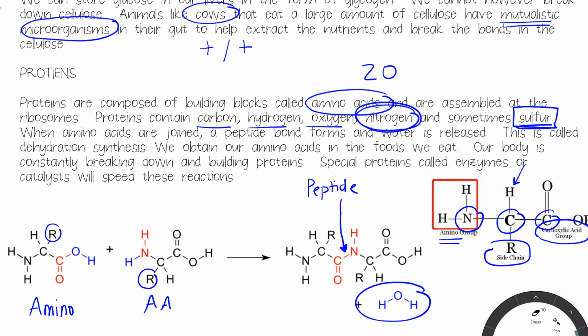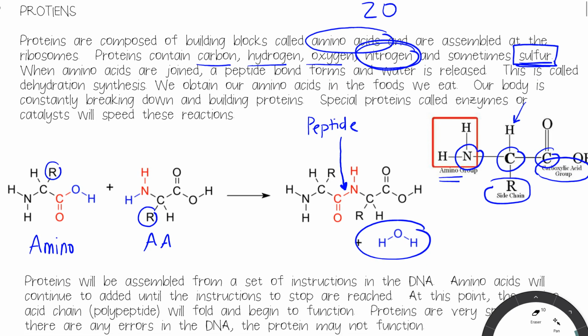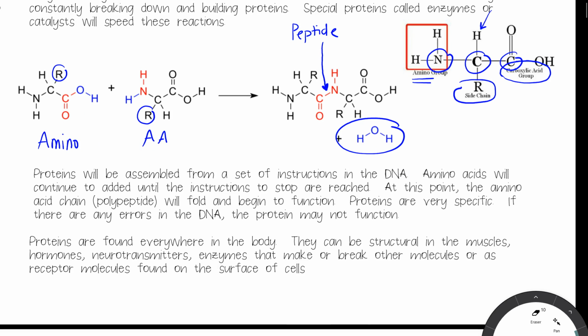as protein synthesis. Now, these polypeptide chains will go through a series of foldings and interactions and go on to form functioning proteins. Proteins will be assembled with the instructions from the DNA. Amino acids will continue to be added until you reach what's called a stop codon, and we'll talk more about that in protein synthesis. But at this point, the amino acid chain or polypeptide will break free from the ribosome and fold and begin to function.